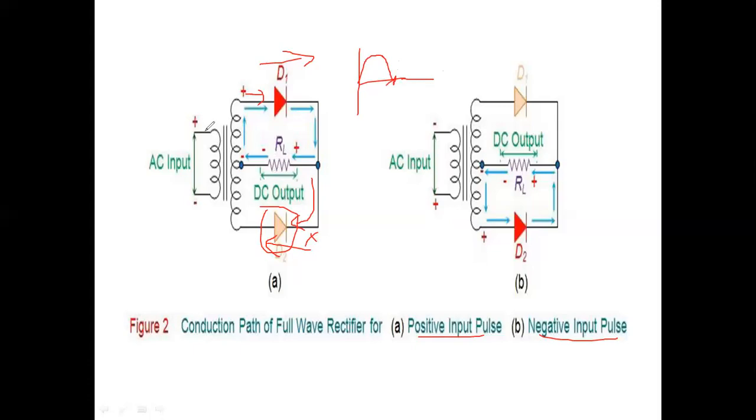For the next half cycle, what will happen? This positive will become negative and negative will become positive here now. So the positive terminal will be shifted to here now. From here, the positive current starts to flow. Now the current will flow from here.